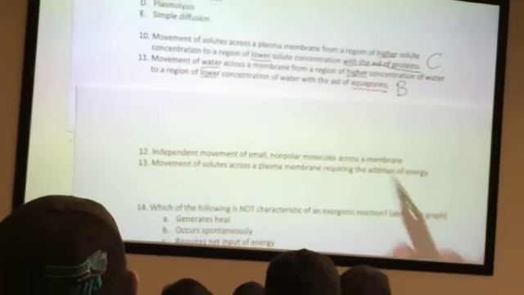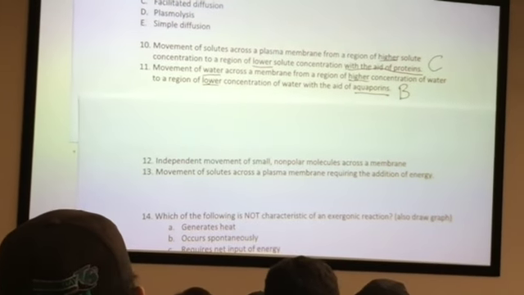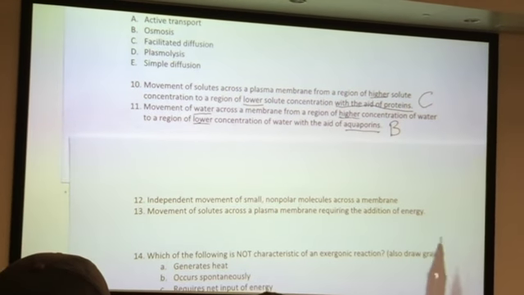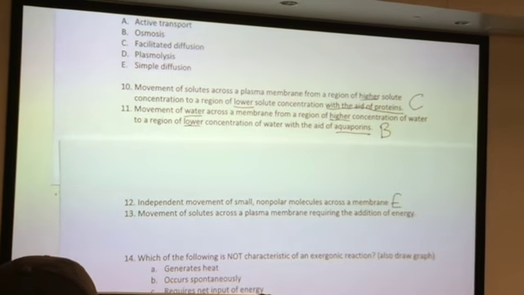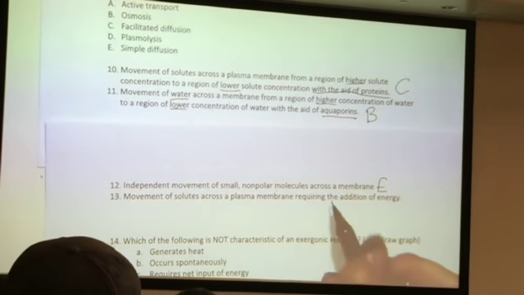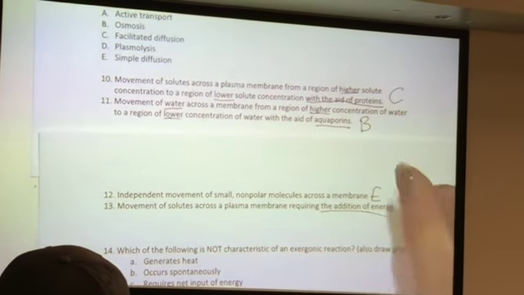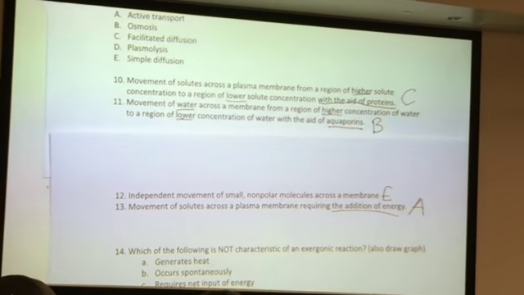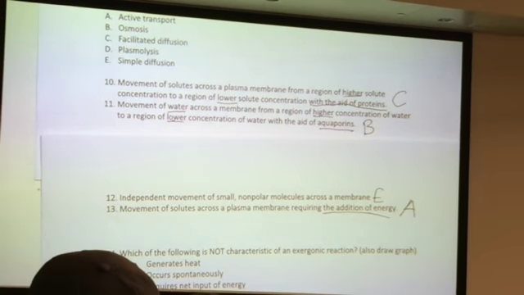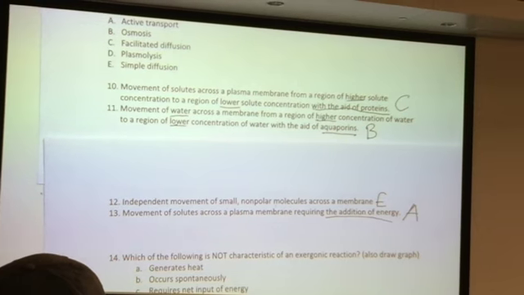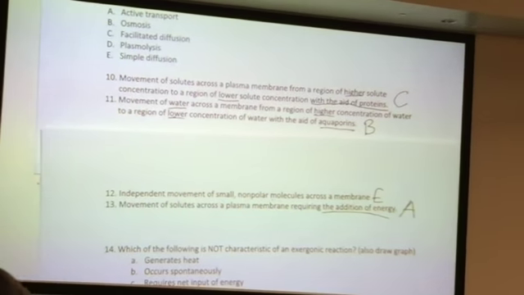Okay? Our next one here, independent movement of small nonpolar molecules across the membrane. That's our simple diffusion, that's E. Okay? And then our last one, movement of solutes across a plasma membrane requiring the addition of energy. Active transport. I didn't put it on here, but if we were gonna do, let's see. Yeah, no, actually, I think it covers pretty well.